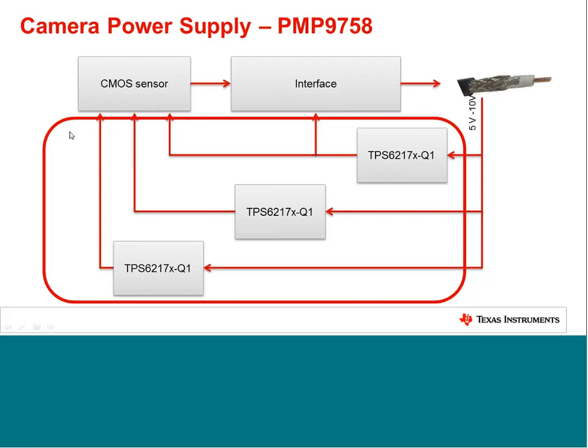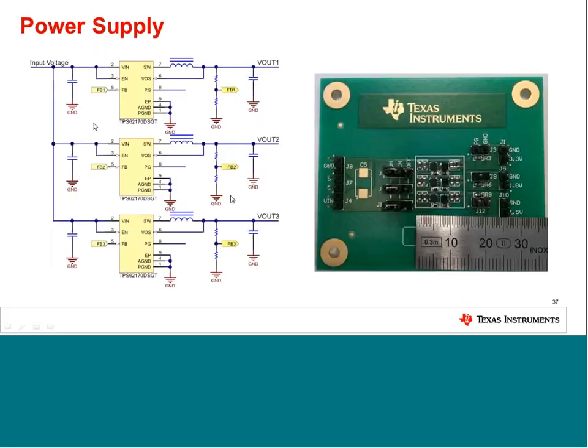The power supply I've designed for that is using 3 times 62170, a step-down converter, for all the sensitive rails and even for the analog rail, which is most sensitive in the camera. If you look at the circuit, it's very simple. As I said, input capacitor, inductor, output capacitor, and a feedback divider to adjust the output voltage. This is done 3 times for the 3 different rails, and you can see the layout, which is very simple, and it's a small solution here.